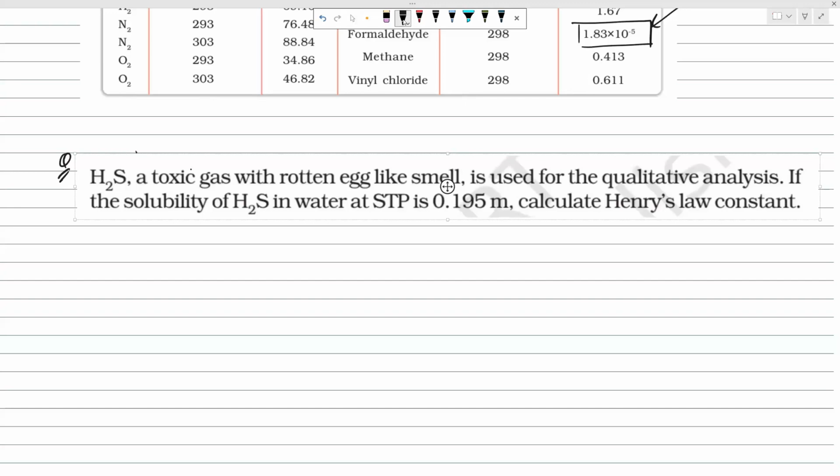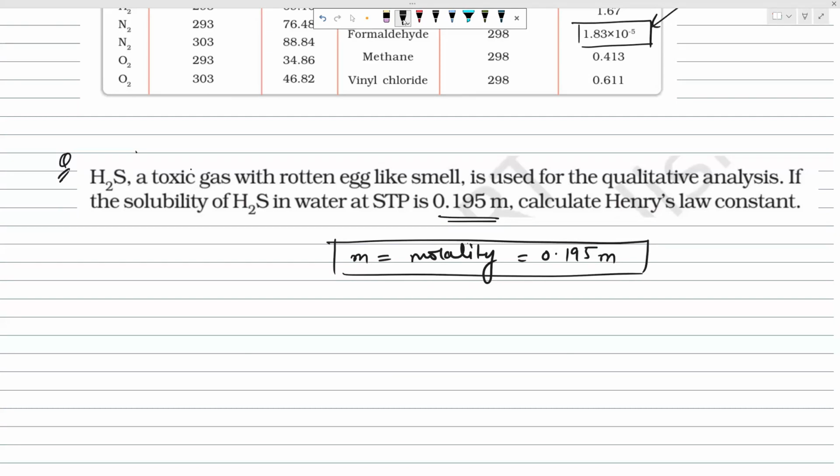So what is given to you? This is the small m. What does the small m represent? Small m represents molality, and that is 0.195 m. If I ask what information you get from this, it simply means that 0.195 moles of H2S is dissolved in 1 kg of solvent. And if the solvent is not given, we assume that the solvent is water.